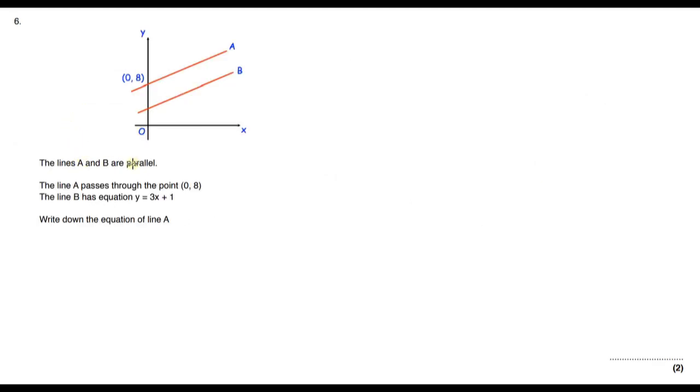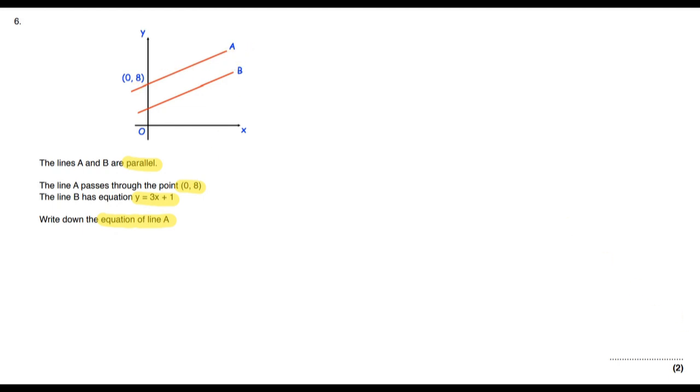Question 6. Lines A and B are parallel. Line A passes through the point 0, 8, which we can see. And line B, we're told what the equation is. Y equals 3x plus 1. Write down the equation of line A.